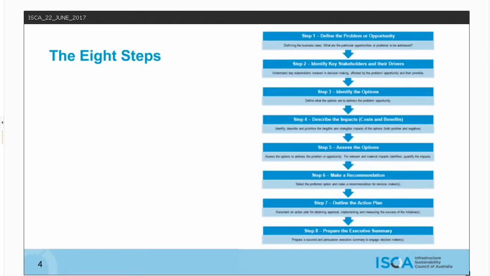So, the 8 key steps. The 8 key steps in developing a sustainability-focused business case are: Step 1, define the problem or opportunity. Step 2, identify key stakeholders and their drivers. Step 3, identify the options. Step 4, describe the impact. Step 5, assess the options. Step 6, make a recommendation. Step 7, outline the action plan. And Step 8, prepare the executive summary.